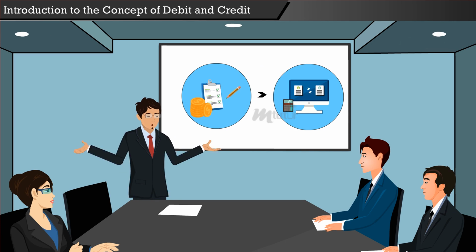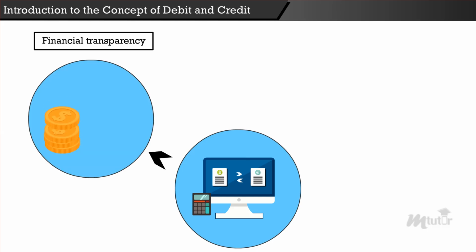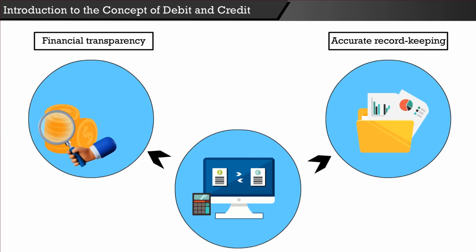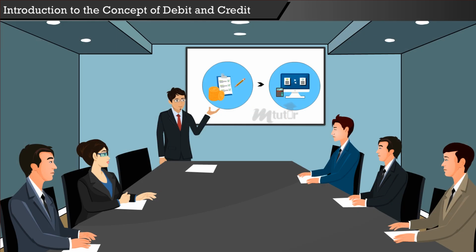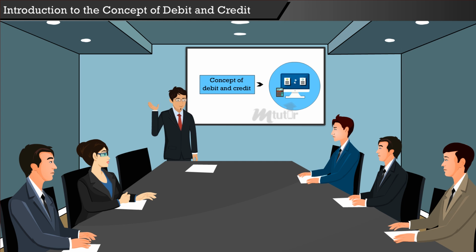The transition to a double-entry system is essential for Adventure Explorers to enhance financial transparency and ensure accurate record-keeping. However, the complexities posed significant hurdles. How did the company transition from the single-entry system to the double-entry accounting system? How did they manage to record the transactions in the double-entry accounting system? Let us watch this video to learn more about the concept of debit and credit. Concept of debit and credit.